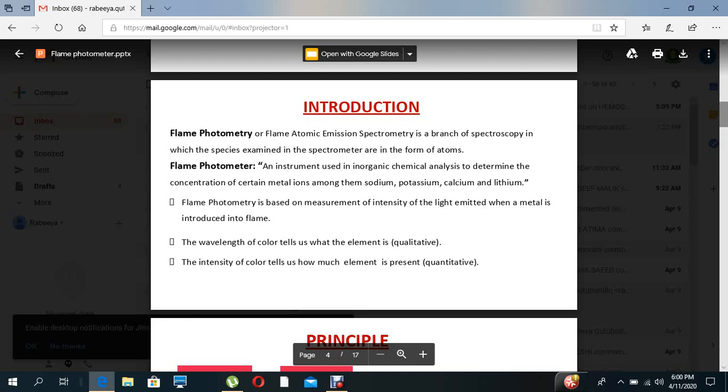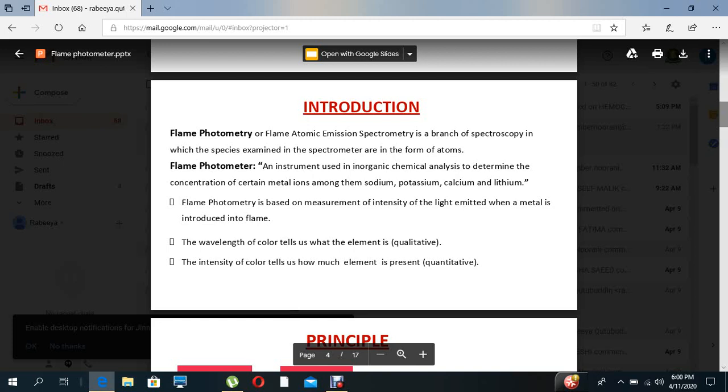The principles on which a flame photometer works are as follows. The transition of the atoms takes place to a higher energy state whenever they're heated. So samples are first introduced into the flame as a salt solution. The solvent is vaporized, leaving behind tiny particles of solid molecules, which on further heating are converted into gaseous molecules. These gaseous molecules are then decomposed into gaseous atoms.